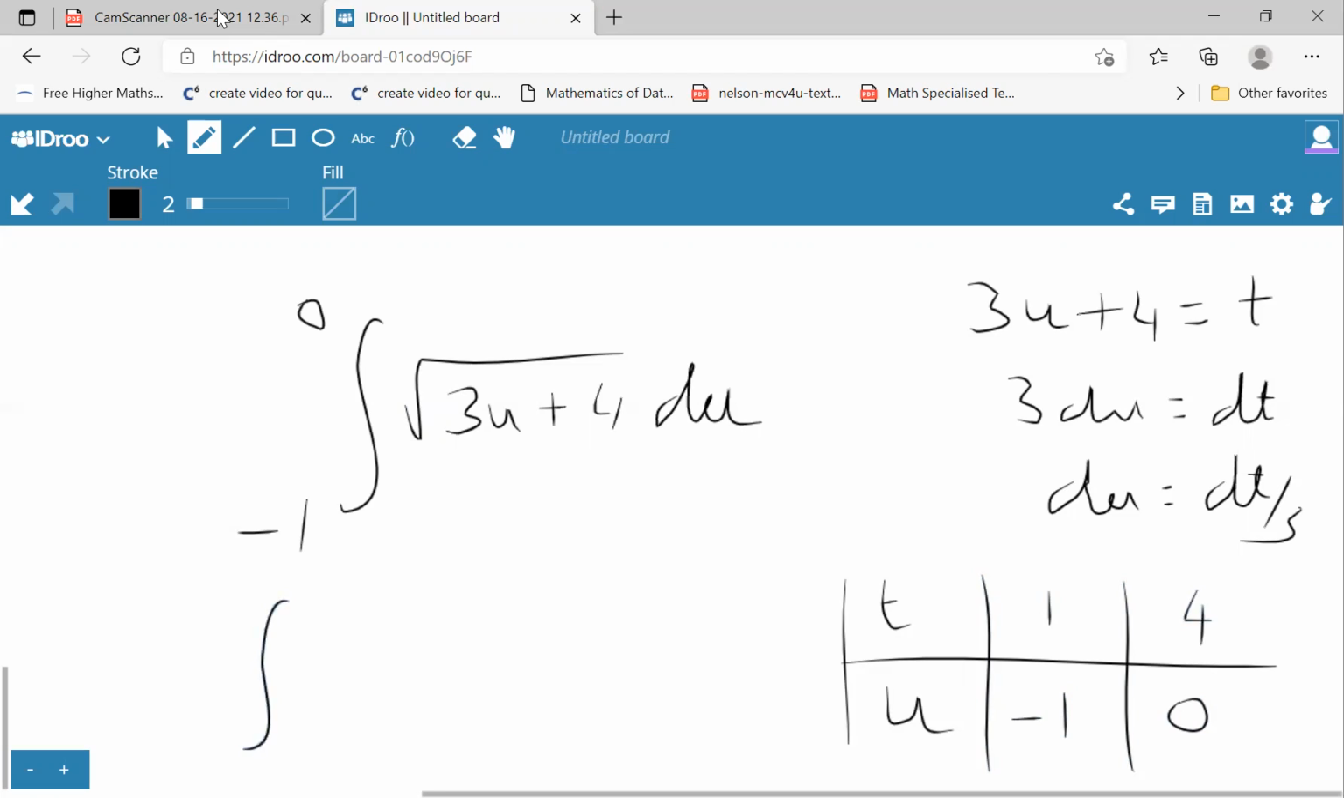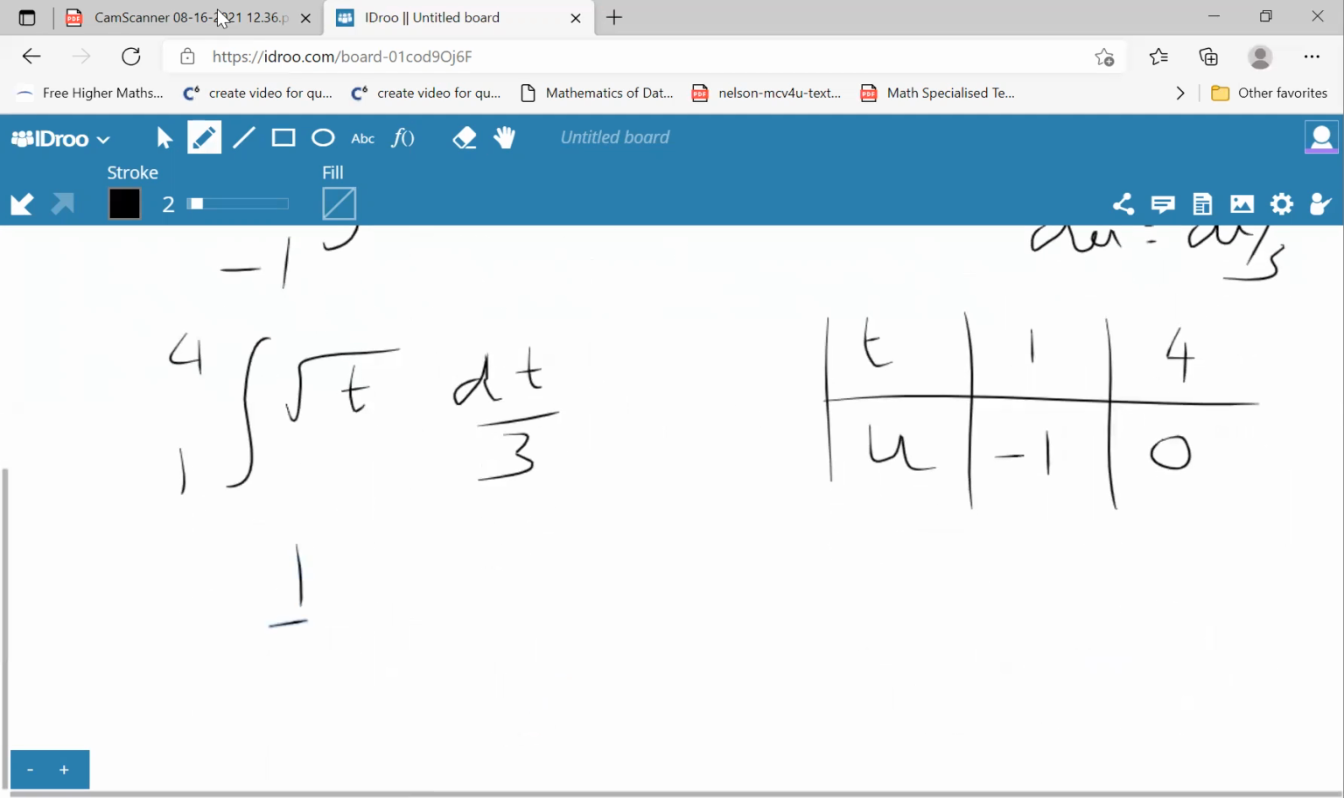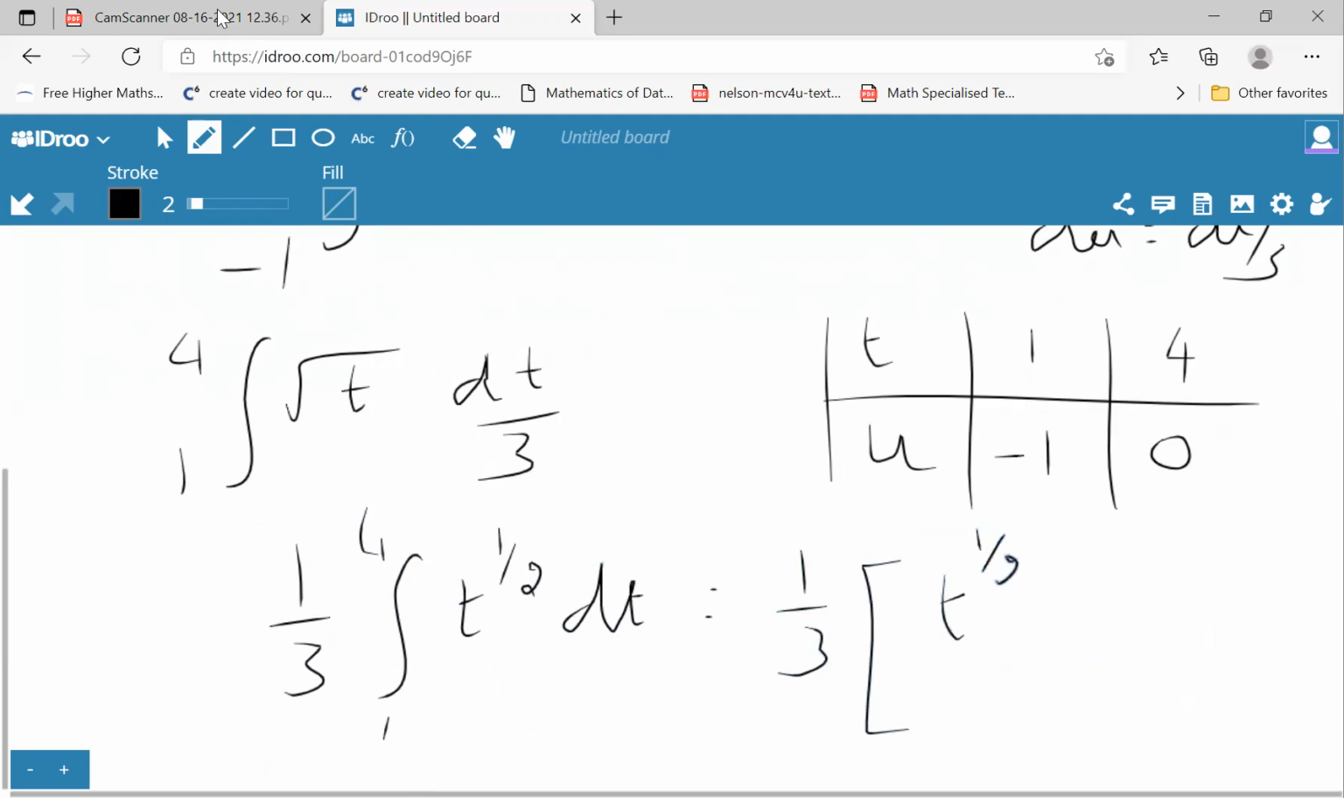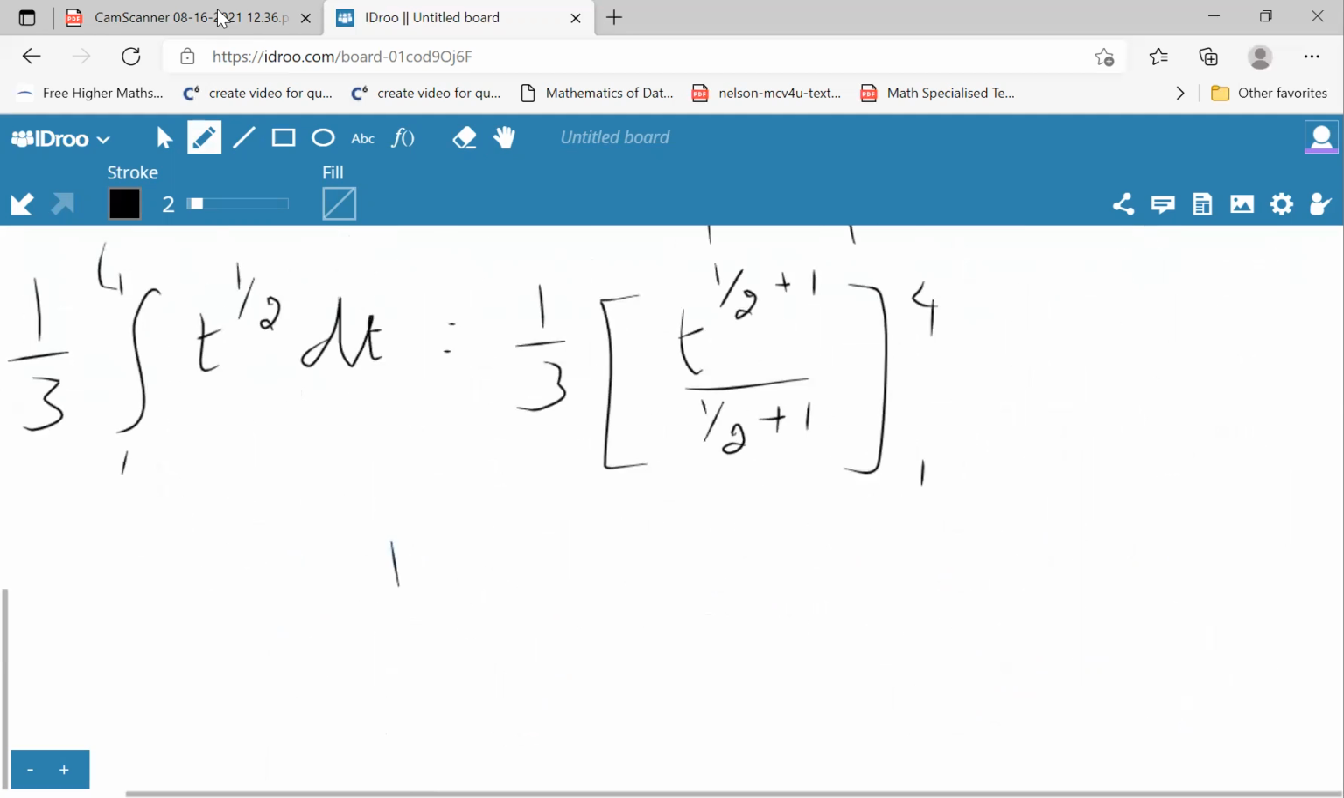So instead of writing minus 1 to 0, now we can write it as 1 to 4, root of t dt by 3. Now we can take this 1 by 3 outside. So that would give you integration of 1 to 4 t to the power of half dt, which is nothing but 1 by 3 t to the power of half plus 1 by half plus 1 between the limits 1 to 4.